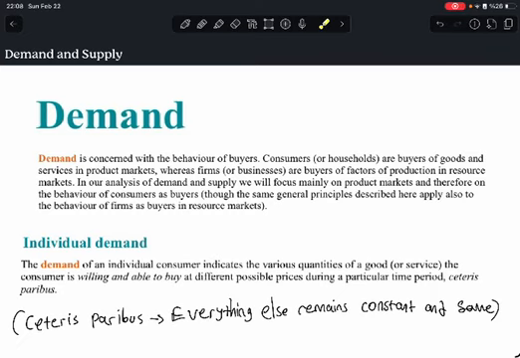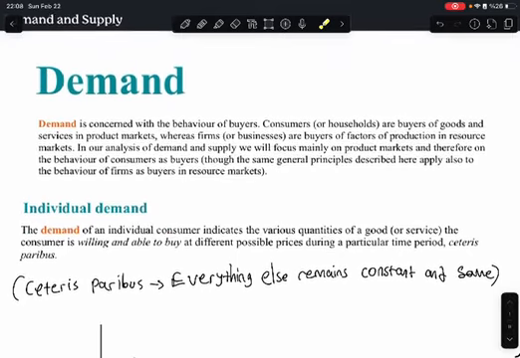So demand is concerned with the behavior of buyers. Consumers or households are buyers of goods and services in product markets, whereas firms are buyers of factors of production in resource markets. In our analysis of demand and supply, we will focus mainly on product markets and therefore on the behavior of consumers as buyers, though the same general principles described here apply also to the behavior of firms as buyers in resource markets. So let's begin with individual demand.